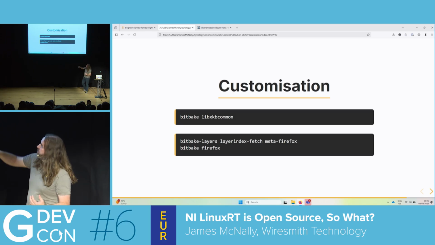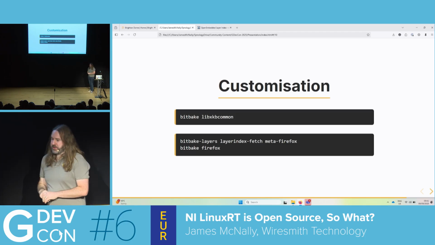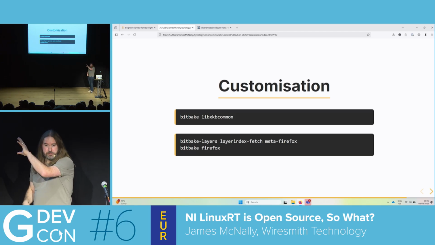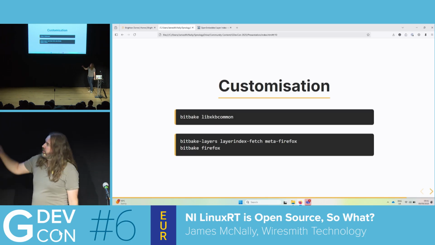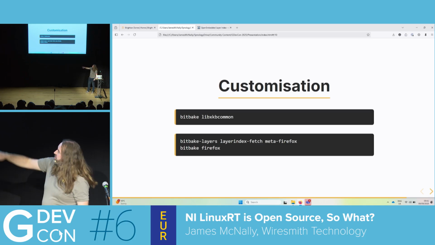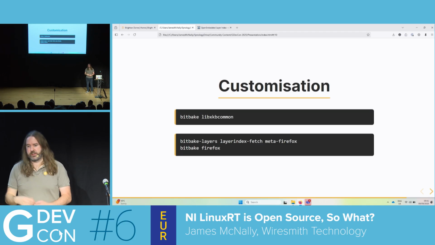And it depended on this library, libxkbcommon. Everything else was there. This one library was missing. And because I could search in the bitbake layer index and see that it was included in the main system, once I pulled that repo down, I just had to run this command, bitbake libxkbcommon. That builds the package, and now I can install that on a CompactRIO.